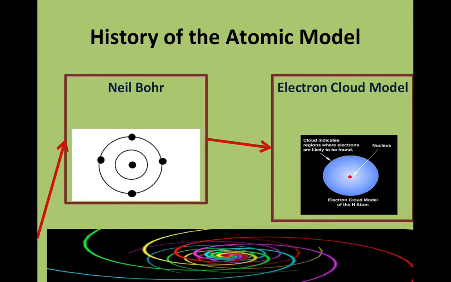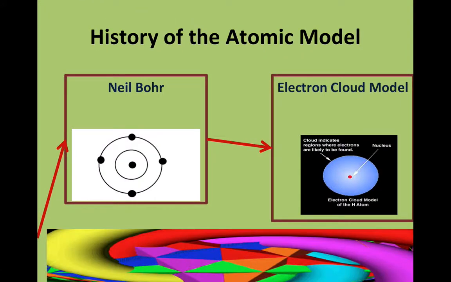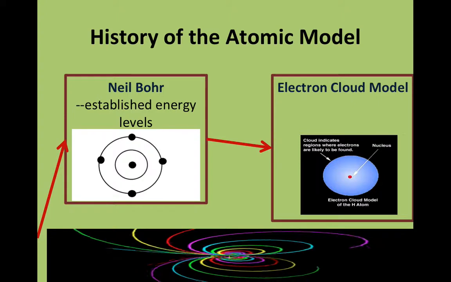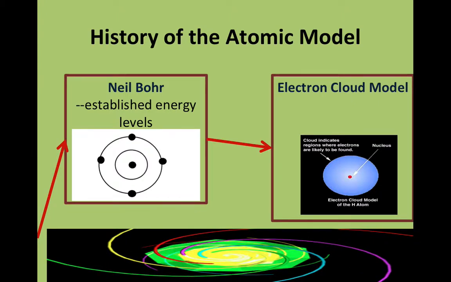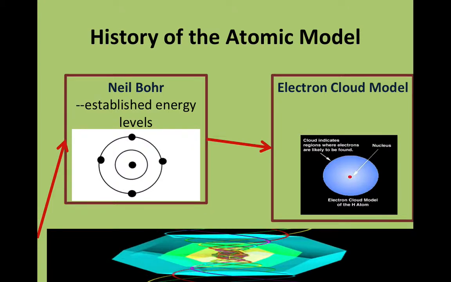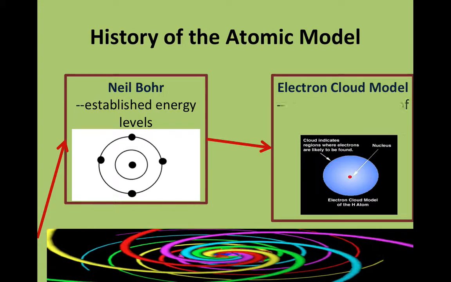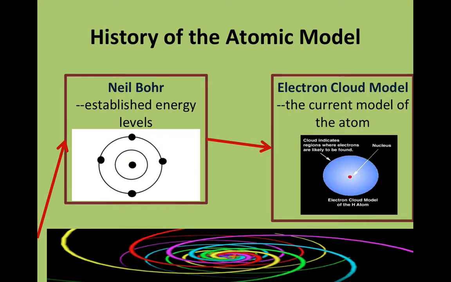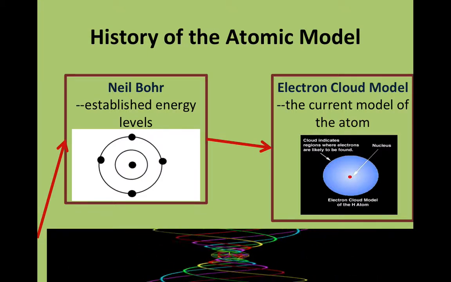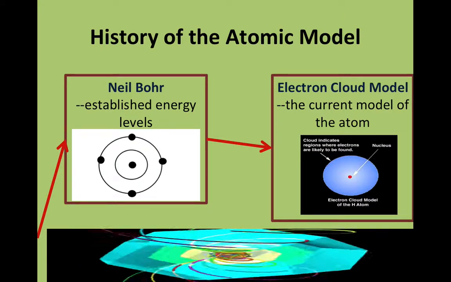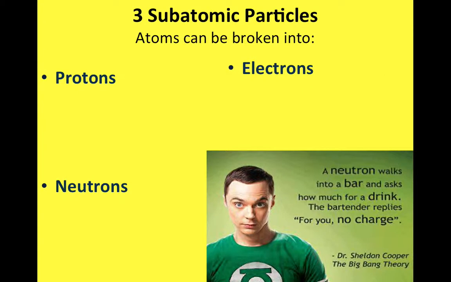On the next slide we're going to study Niels Bohr. Niels Bohr basically came up with how electrons are found. He established those energy levels, or orbitals, or shells. It could be all 3 names, and noted that those electrons are found there. And then the last one is the current model that we use today. It's the electron cloud model, and this is where the electrons are moving so fast that they create this dust or cloud appearance.